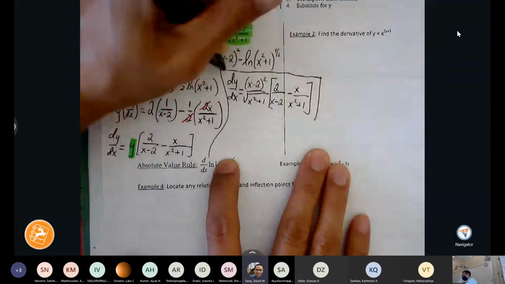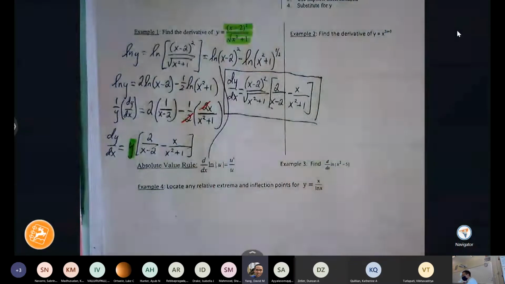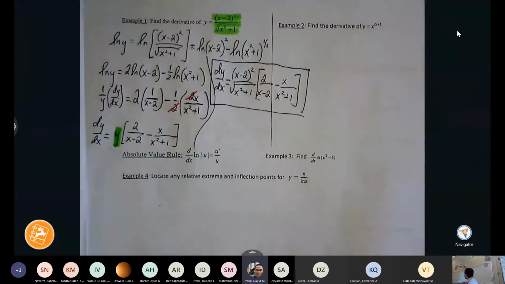You're going to notice that with log differentiation, your derivative is going to look a little messier, but I'm not going to ask you to clean it up. If you leave it as one sprawling derivative, that's fine. Okay, any questions so far?